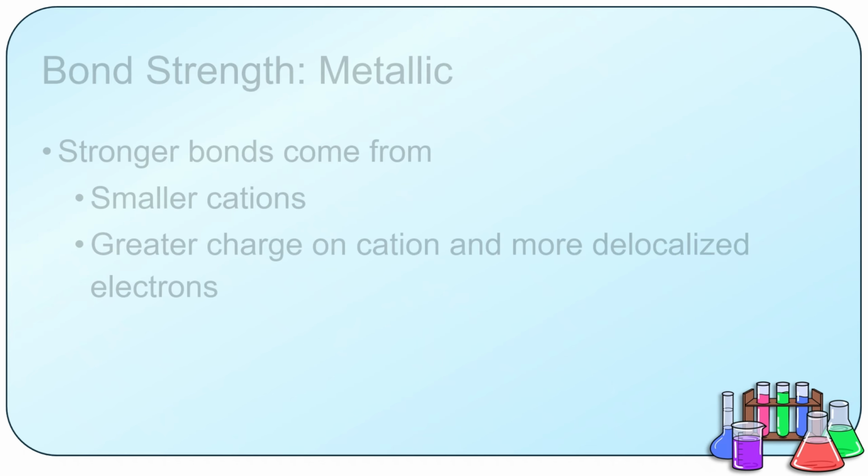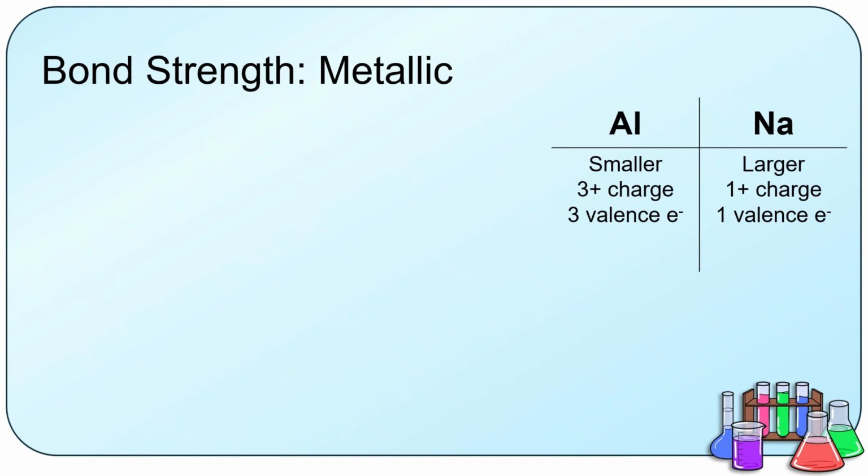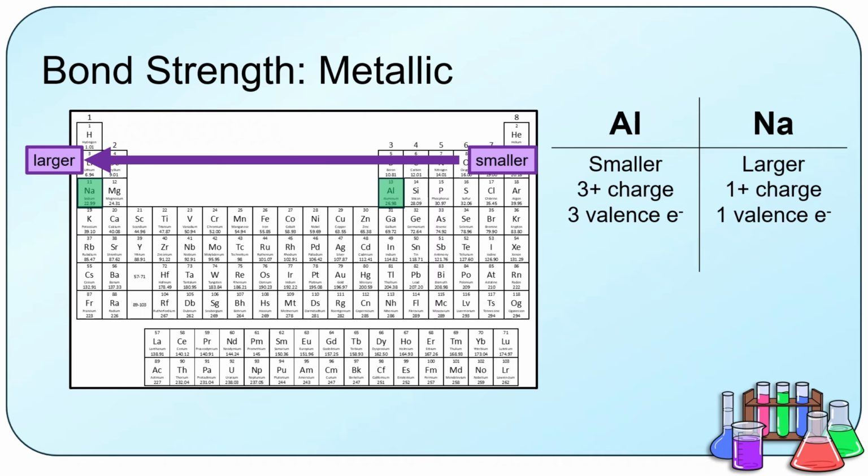To have strong metallic bonds, you want smaller cations, greater charge on the cations, and more delocalized electrons. If we compare aluminum and sodium, aluminum ions are smaller. Aluminum has a greater charge of 3+, while sodium is only 1+, and aluminum has 3 valence electrons instead of 1. Therefore, aluminum has stronger bonds.